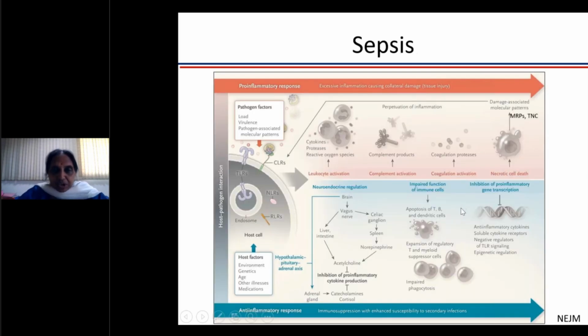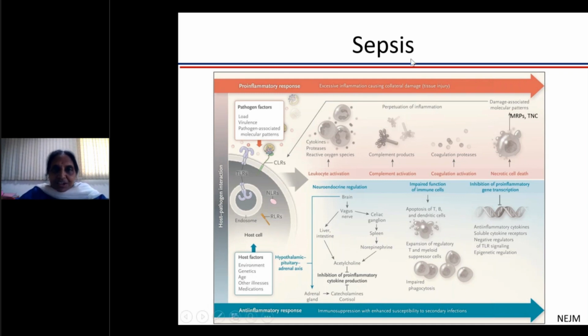Yes. So the other thing, whenever you have overwhelming infection, we get sepsis. And this term has now gone out of vogue. Basically, it is a systemic inflammatory response. So what happens in this systemic inflammatory response? You have bacteria. So the major pathogenic factors are how much is the load of the bacteria, how much the virulence, what kind of molecular patterns they have on the cell surface. We all know that gram-negative bacteria cause more sepsis than gram-positive bacteria.